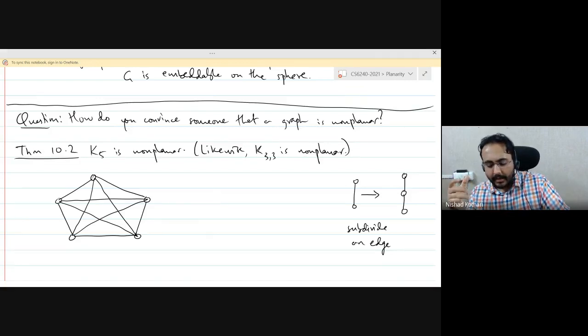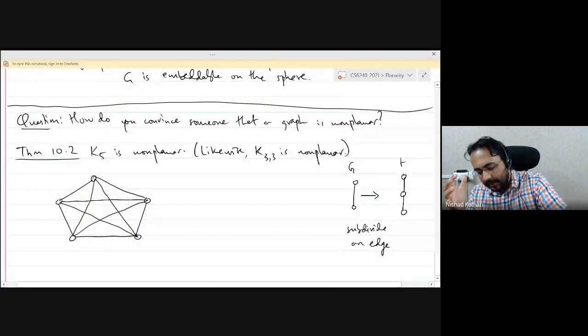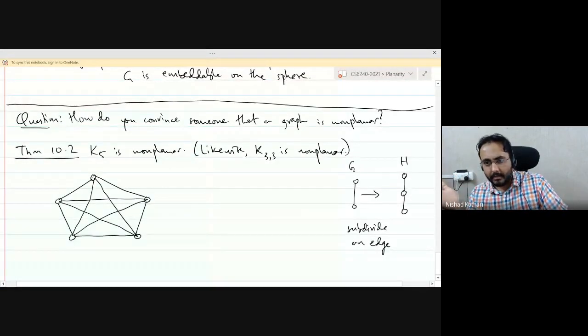And notice that if a graph is nonplanar, let's say G is nonplanar, and you obtain H by subdividing an edge, then H is also nonplanar, right? Because an edge or a path of length 2, they are not really affecting planarity, right? So in other words, if I give you a graph and I keep subdividing edges repeatedly, I will get a nonplanar graph if my original graph was nonplanar. And if the original graph was planar, I will get a planar graph, right? So this is a mere observation.